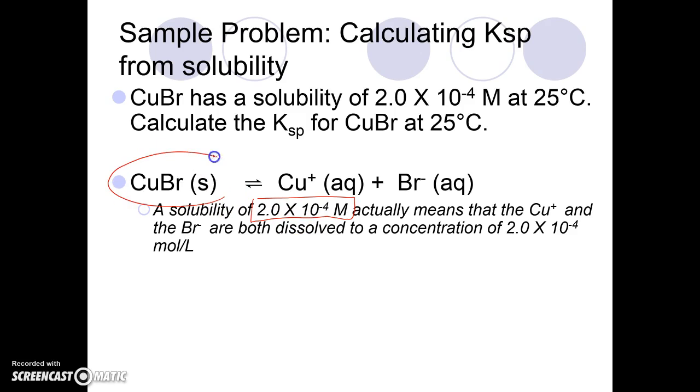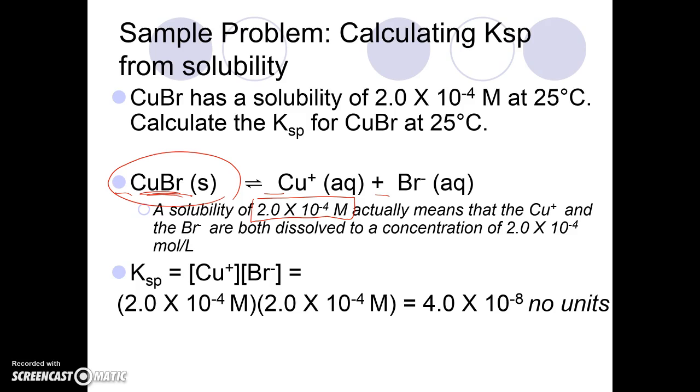That means we added 2.0 times 10 to the minus 4th moles to a liter of this solid. We measured out the gram molecular weight and found 2.0 times 10 to the minus 4th moles worth of mass and added it, and then it ionized equally in a 1:1:1 ratio. So here's how we write the equilibrium Ksp: Cu ion concentration times bromine ion concentration.